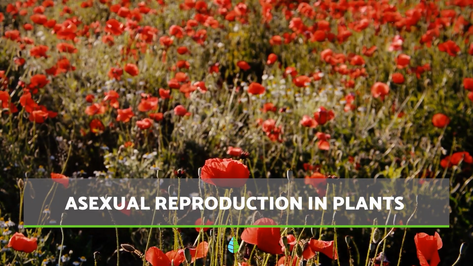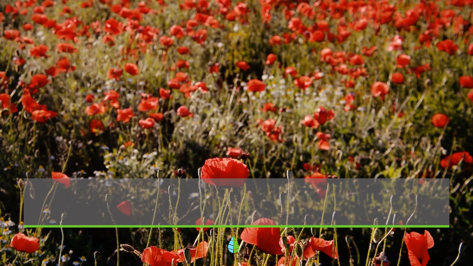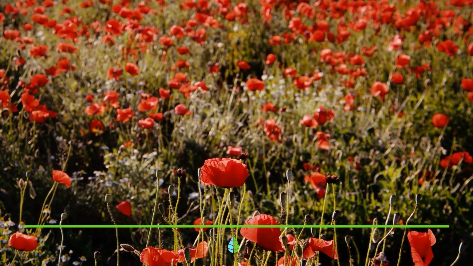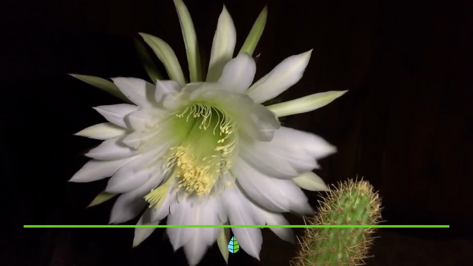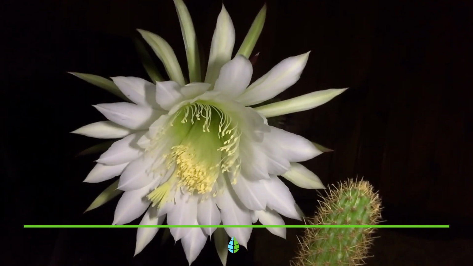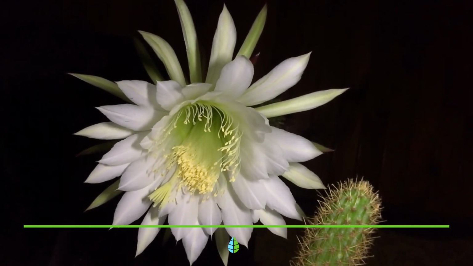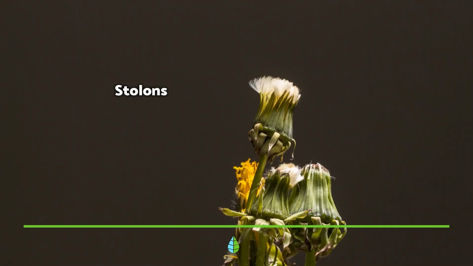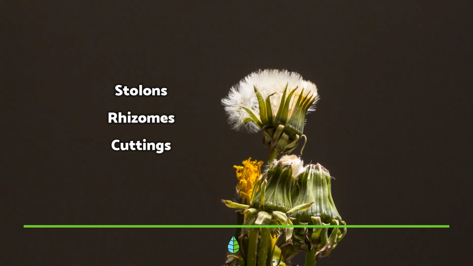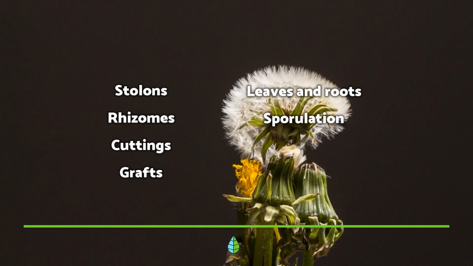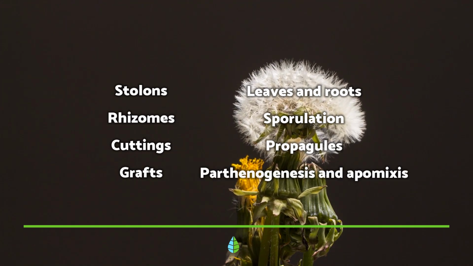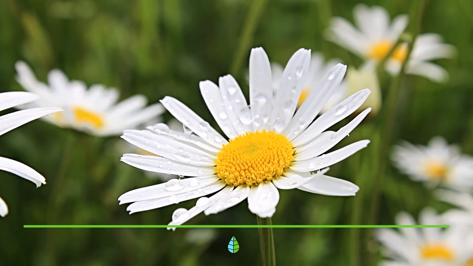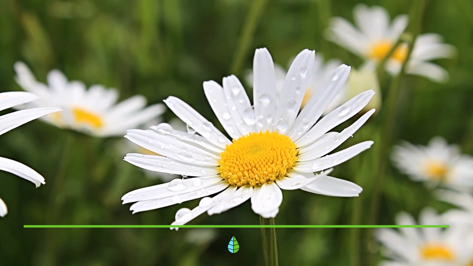Asexual reproduction in plants. This type of reproduction, unlike the previous one, has its origin in a process of cellular mitosis in which a new plant identical to the original is produced. Asexual reproduction occurs mainly in non-vascular plants and can take place through the following reproductive structures or methods: stolons, rhizomes, cuttings, grafts, leaves and roots, sporulation, propagules, parthenogenesis, and apomixis. Some examples of plants that reproduce asexually are tulips, dandelions, and cacti.